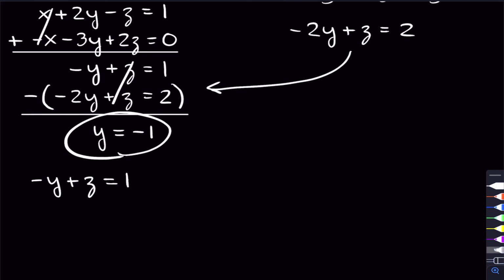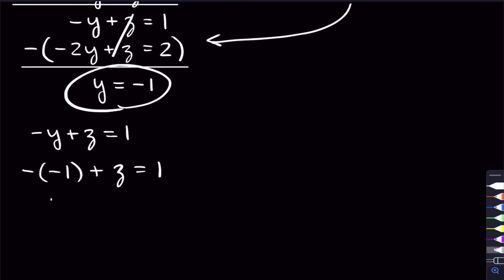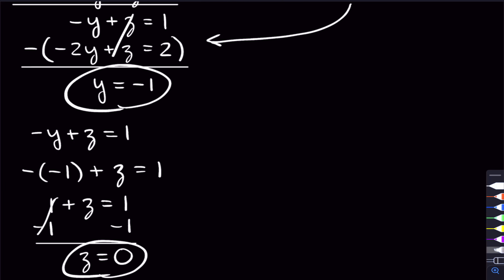And I'll plug in that y is -1. And again, be careful here with the negative signs. So negative -1 is the same thing as +1. And we get 1 plus z is equal to 1. Subtract 1 on both sides. And that will give you z is equal to 0. So there you go, z is solved for now.